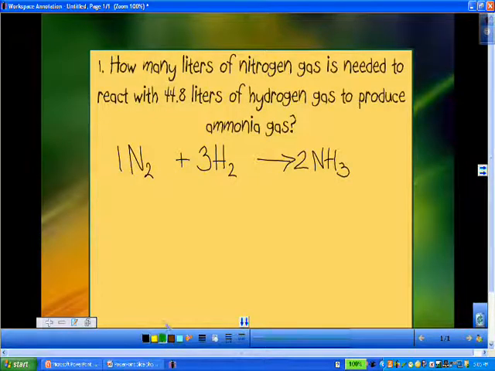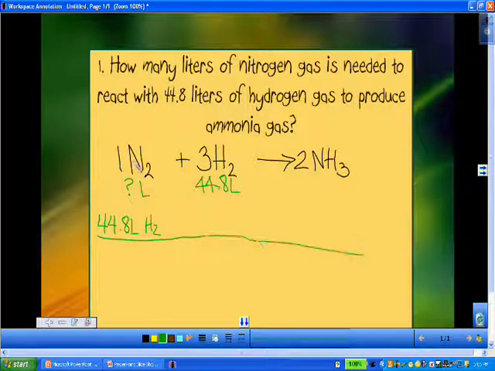We are given that we have 44.8 liters of hydrogen. So we're wondering how many liters of nitrogen gas are needed to produce our ammonia. So let's start with the setup. 44.8 liters. This is hydrogen gas. So we want to set liters opposite. And let's try to get to where we can use that mole ratio. So if we set liters opposite, we know that there are 22.4 liters in 1 mole.